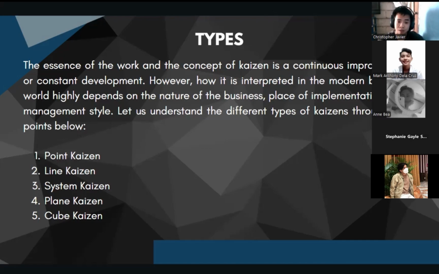The fourth one is Plain Kaizen. Plain Kaizen is another extension of Line Kaizen, where several organization lines are connected. And the last one is Cube Kaizen. The Cube Kaizen describes a situation where every plane in the organization is connected without any irregularities. This connection involves the suppliers and customers, which might require the business to modify the standard business procedures.